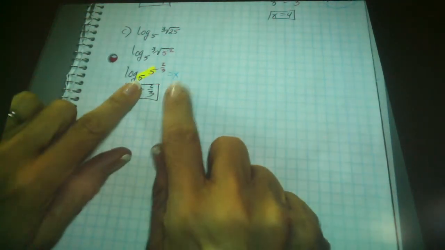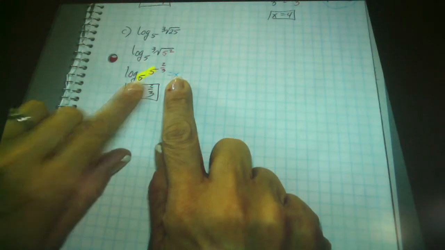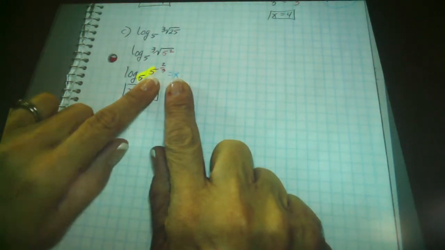All right, so because Quincy was not participating, we'll do another one. Oh, one small thing. So there's that one. You could have done it in exponential form, right? You would have taken 5 to the x is equal to 5 to the 2/3. And so then you would conclude that x equals 2/3.